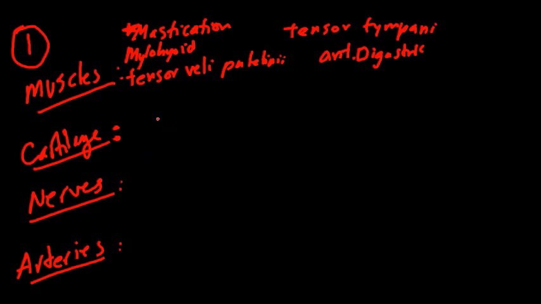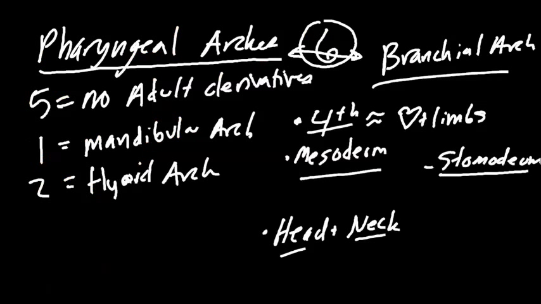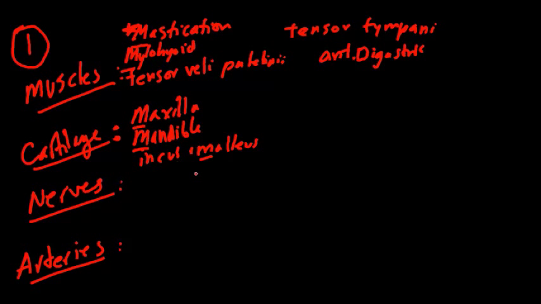The cartilage derivatives are going to be the maxilla, the mandible. We've got the incus and the malleus. So a lot of M's. Look at all these M's. We've got mylohyoid, mastication. So when you're thinking the first pharyngeal arch, the mandibular arch. So one is also known as the mandibular arch. So we'll go back. Mandibular arch. Think of M's. We've got the maxilla, the mandible, the malleus.